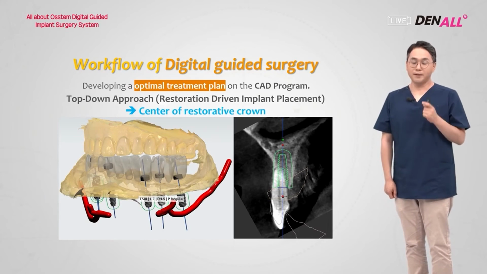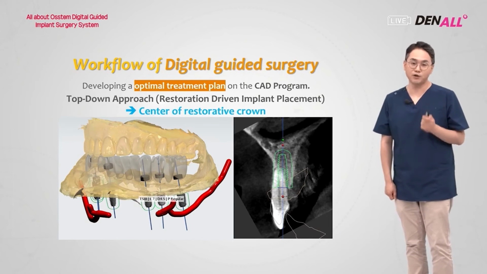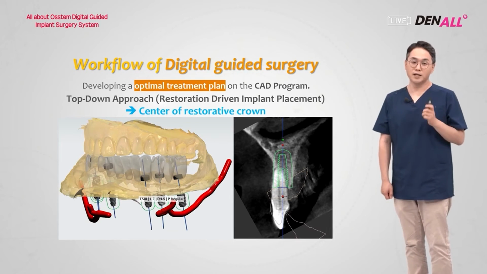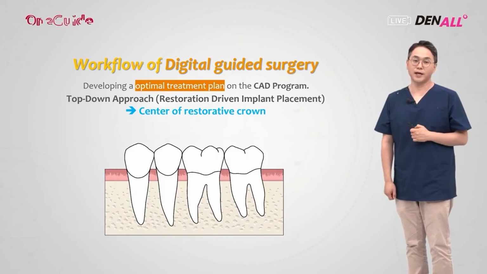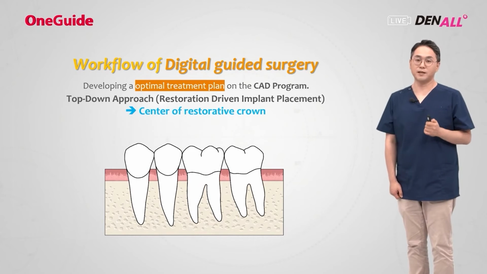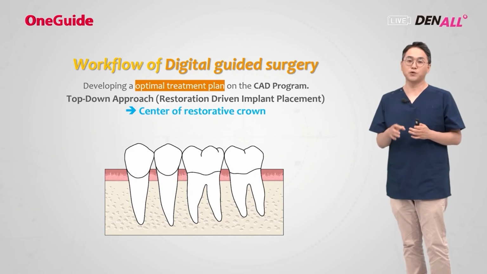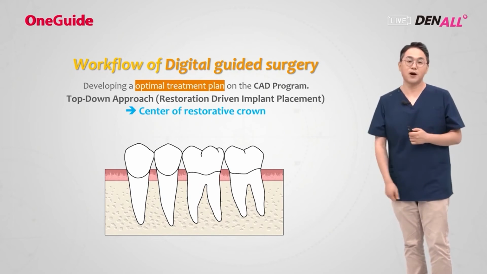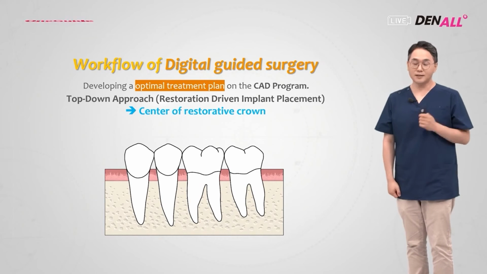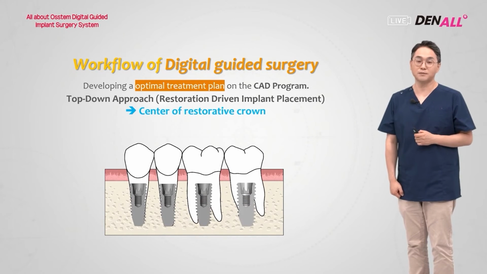After you do model scanning or intraoral scanning, you design the tooth. Prosthesis design is done, and you consider the relation with the opposing tooth, design the ideal prosthesis and put the implant at the center of the prosthesis. This is the top-down approach, or restoration-driven implant placement. In the past, we would open a flap and place the implant where the bone was good, and then make a crown. If you use digital guided surgery, you design the ideal prosthesis and put the implant at its center. The top-down approach is made possible.